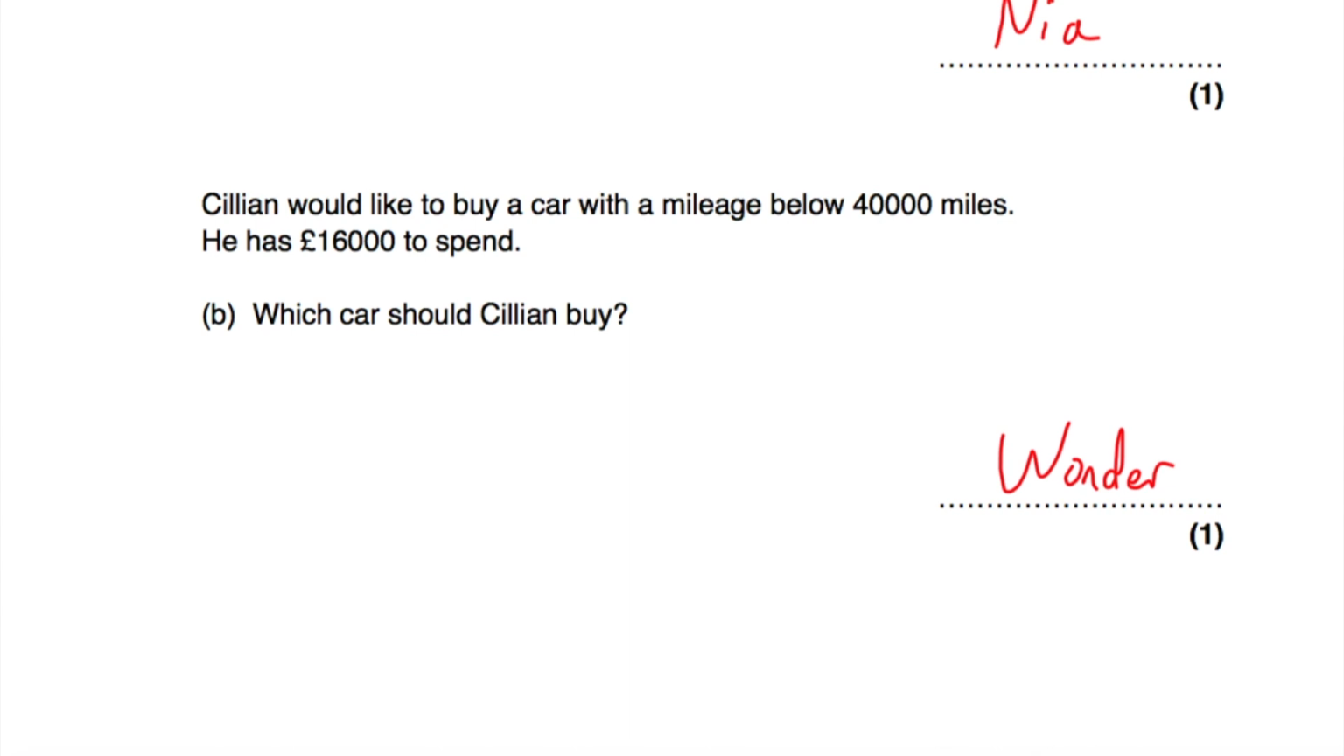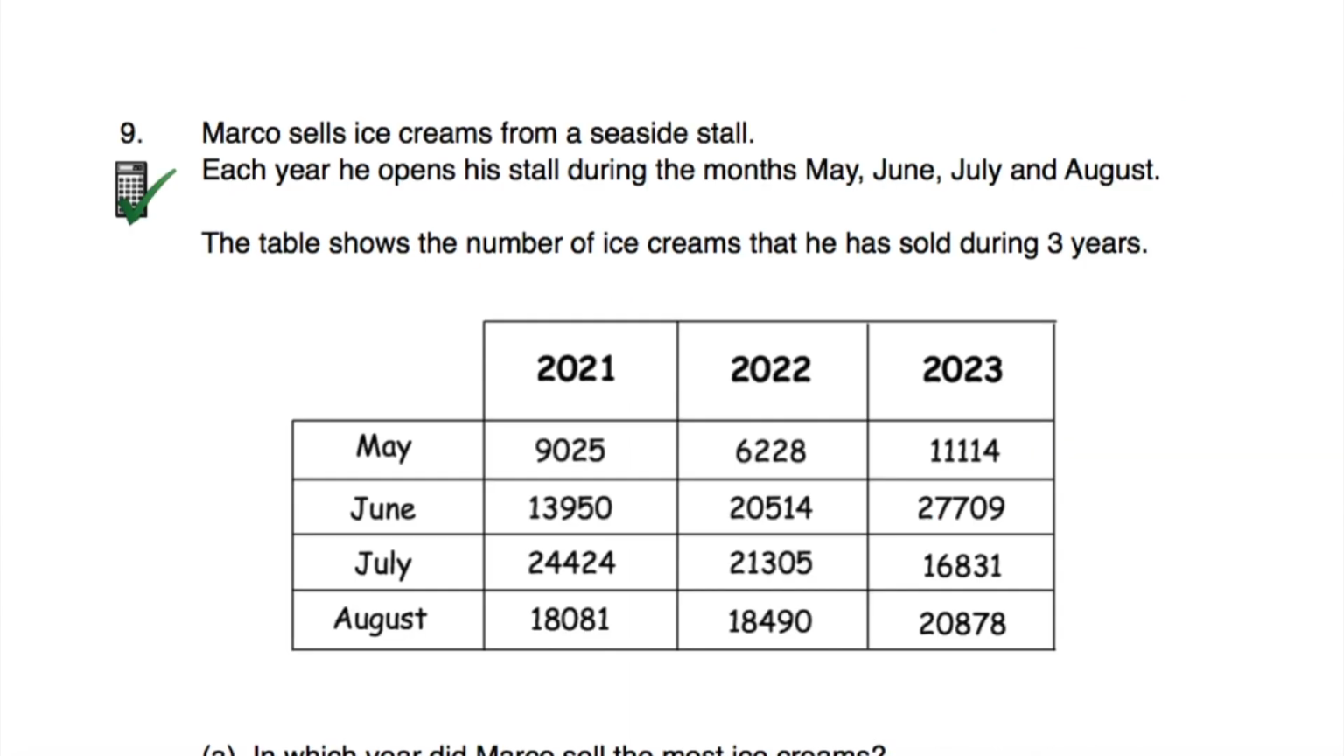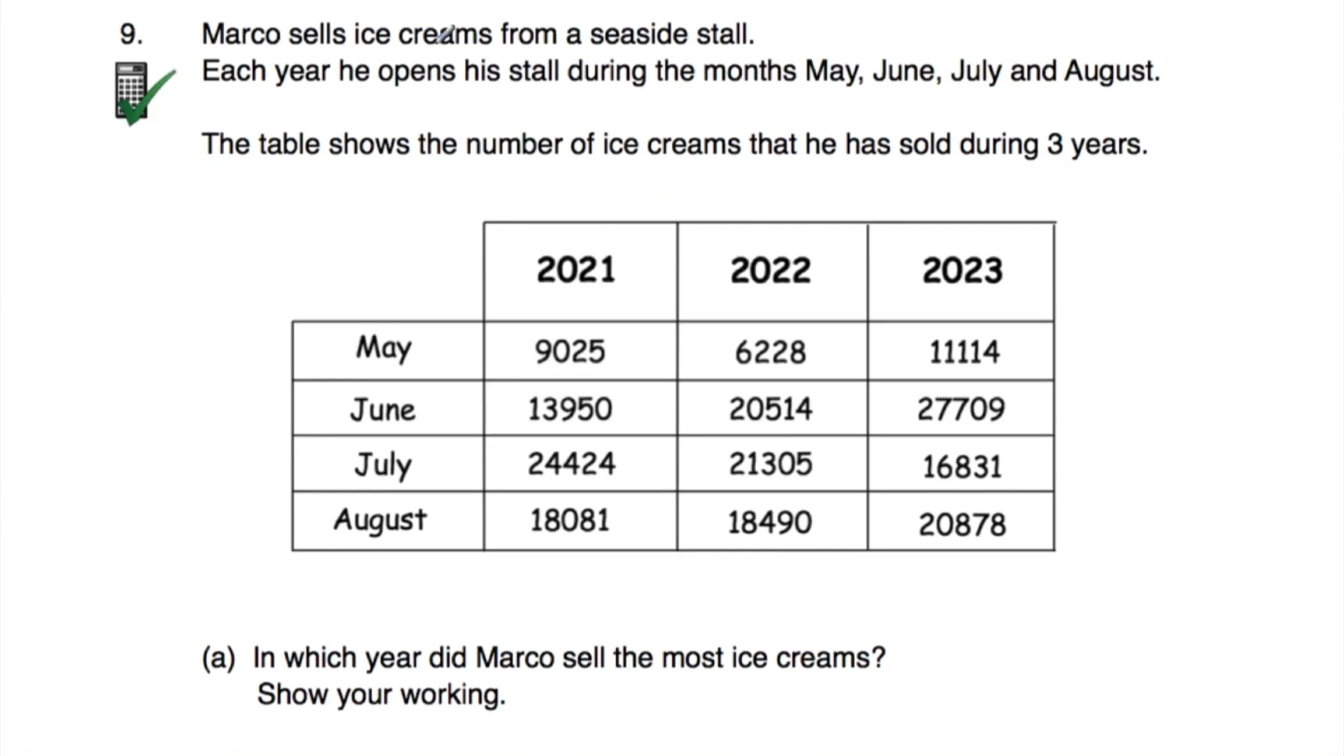Okay, let's look at our next question. So question number 9. We're told that Marco sells ice creams from a seaside stall, and each year he opens a stall during the months of May, June, July and August. And the table shows the number of ice creams that he sold during the 3 years. So we've got 2021, 2022 and 2023. And we've got our months, May, June, July and August, and we've got the number of ice creams he sold in each one of those months. So for instance here, in June 2023, he sold 27,709 ice creams.